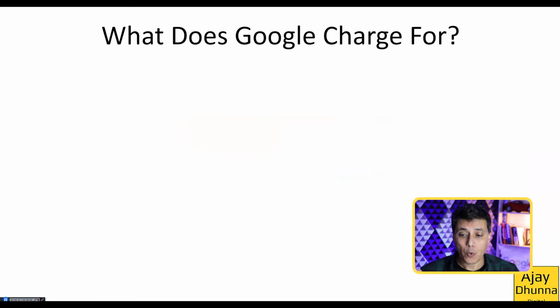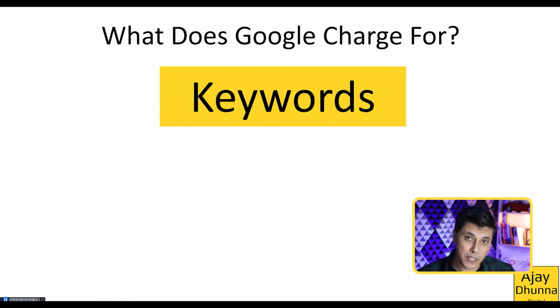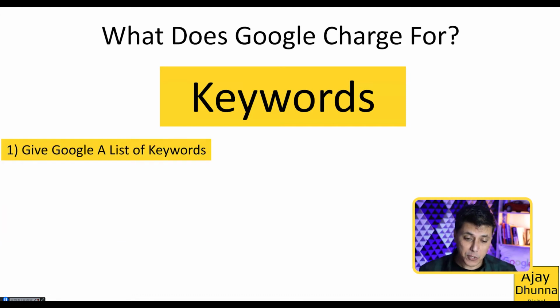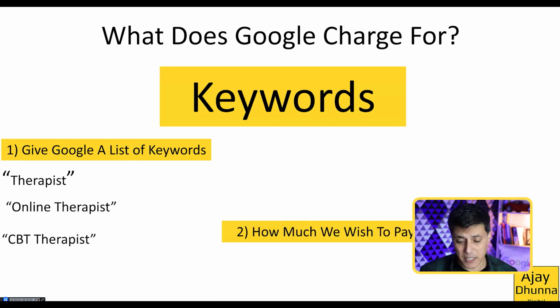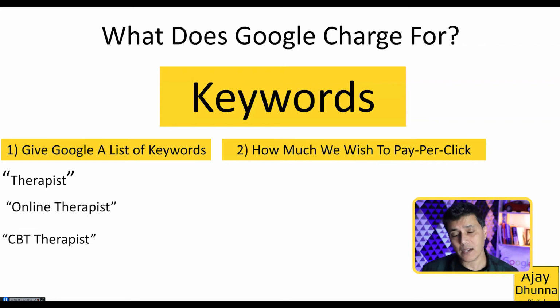Okay. So what do Google charge for? Google charges for keywords. So in other words, we give Google a set of keywords and every time somebody clicks on those keywords, Google charges you. Okay. So we give Google a list of keywords, for example, therapists, online therapists, and CBT therapists, right? And then we work out what is going to be the average cost per click for those keywords. So it could be that we work out that for therapists, Google are going to charge us $2 per click. For online therapists, $2.50 per click. For CBT therapists, $1.25 per click. I will show you how we get to these figures very shortly, okay?